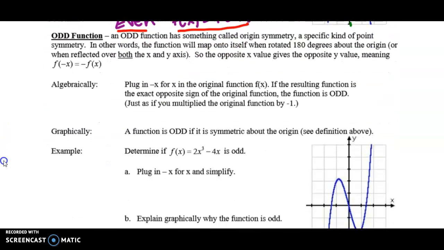Now the next question is, what exactly is an odd function? Looks different. I'm just kidding.